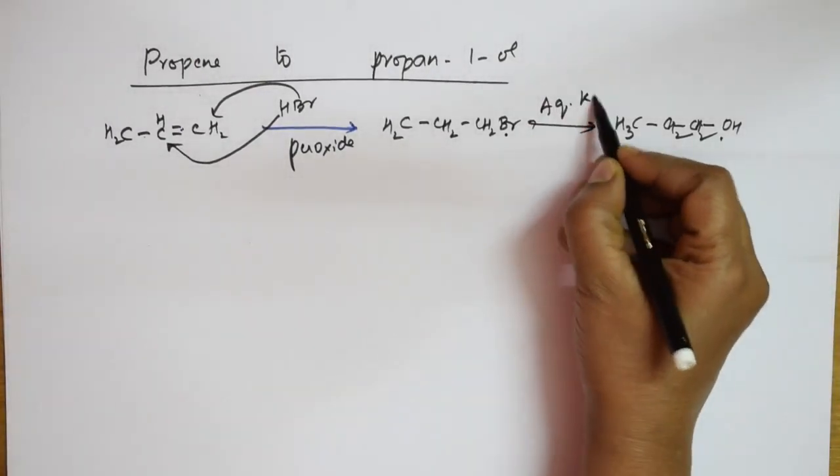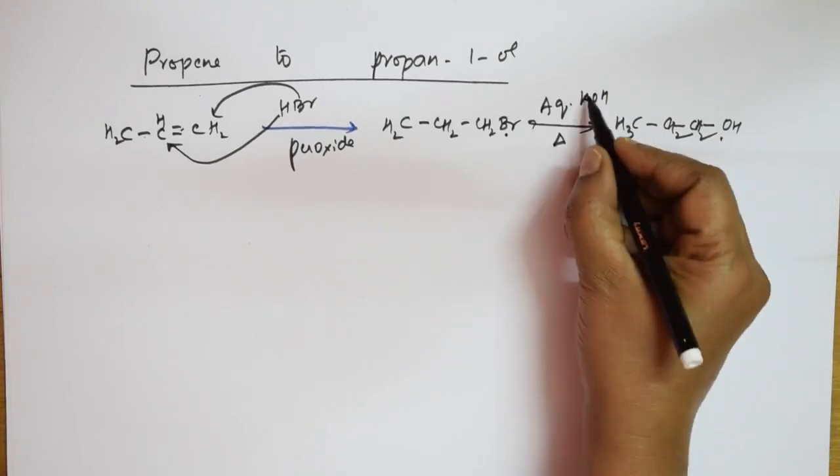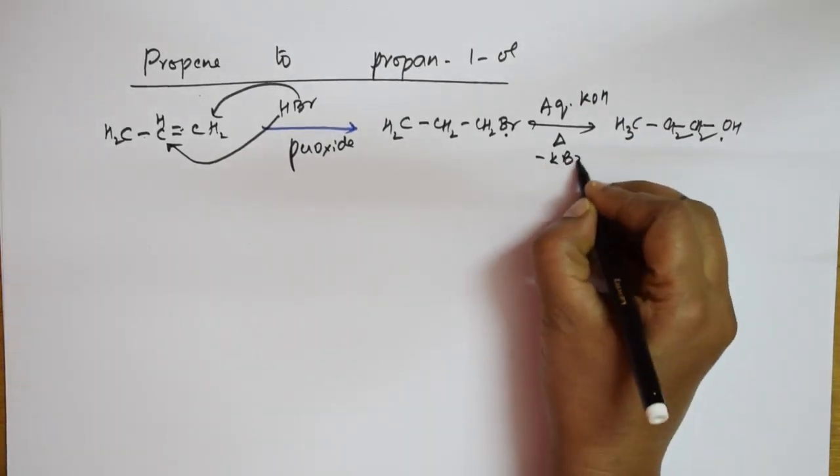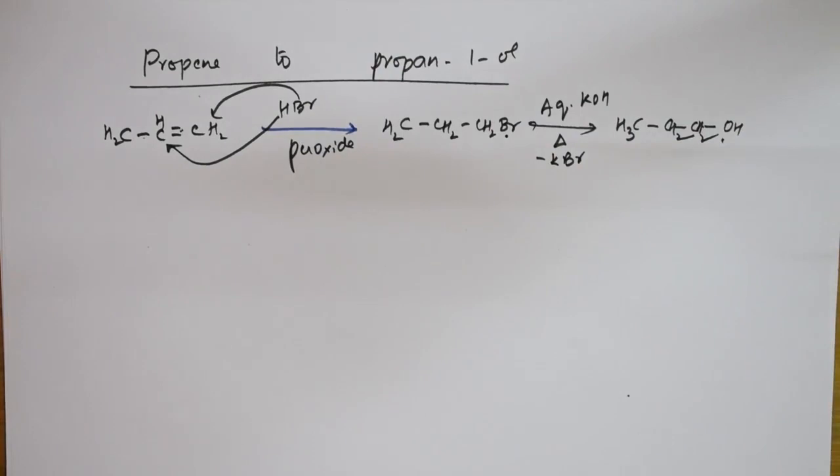When I add aqueous KOH and heat it, KBr comes out, and what do I get? OH goes and adds to this. That's it. This is propanol. This is one type of conversion. So using the first one, I have converted propanone to propene, propene to propanol. Over.